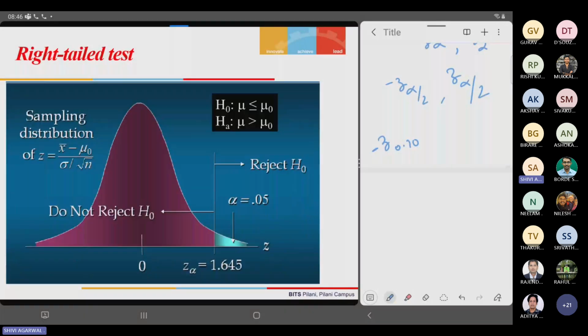Okay. What type of error are we making if we reject H naught? It is type 1 error. If we fail to reject H naught, at such a time we are committing type 2 error. Similarly, we can go for the right tail. Mu is greater than mu naught.